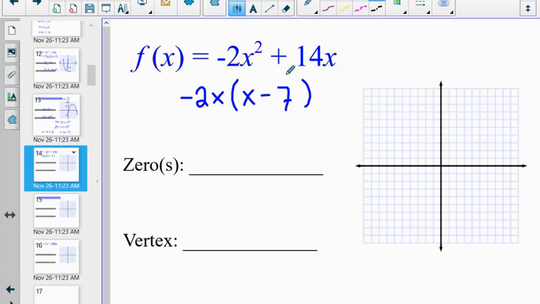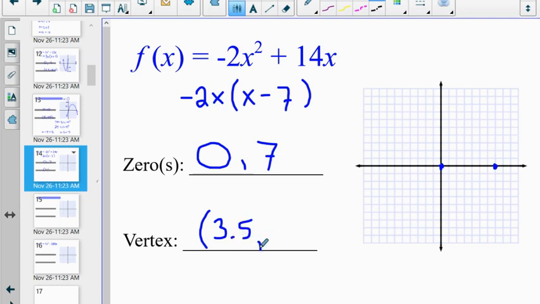And in this form, easy to recognize those zeros. Negative 2 times what gives me 0? Well, 0. And what minus 7 gives me 0. So those are the two places where this graph will cross the x-axis. 1, 2, 3, 4, 5, 6, 7. There we go. My vertex is halfway in between 0 and 7. The x-coordinate is 3.5.